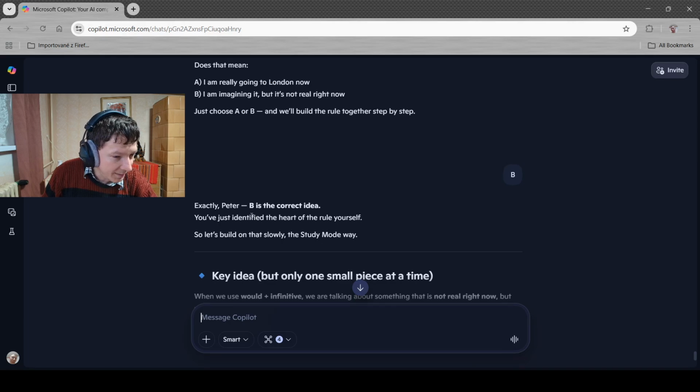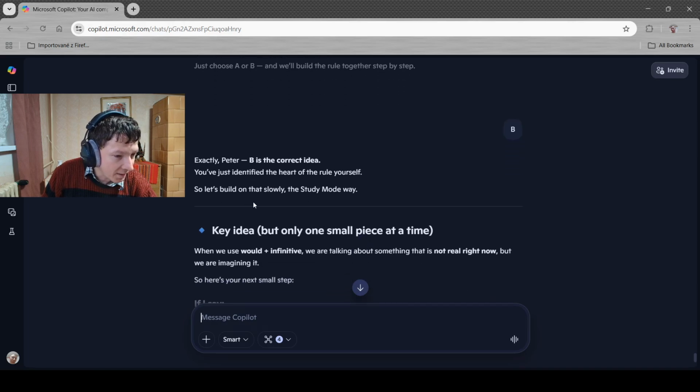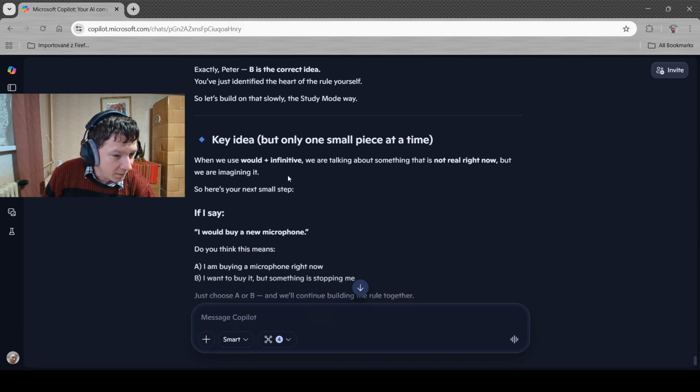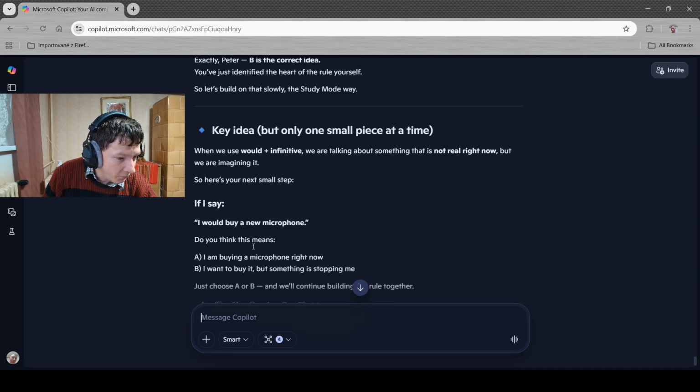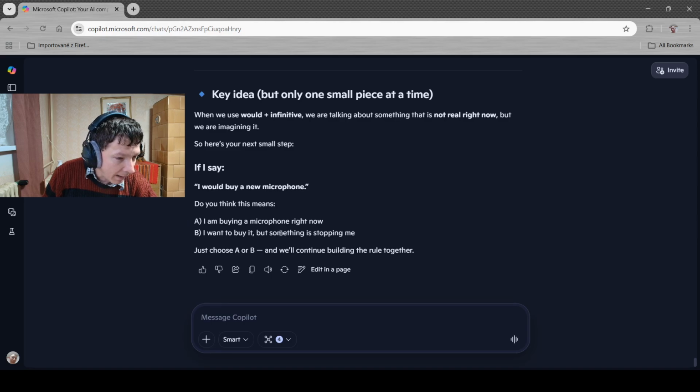B. Exactly, Peter. B is the correct idea. You just identified the heart of the rule yourself. So let's build on that slowly, the study mode way. Key idea, but only one small piece at a time. When we use would plus infinitive, we are talking about something that is not real right now, but we are imagining it. So here's your next small step. If I say I would buy a new microphone, do you think that this means I am buying a microphone right now, or I want to buy it but something is stopping me?